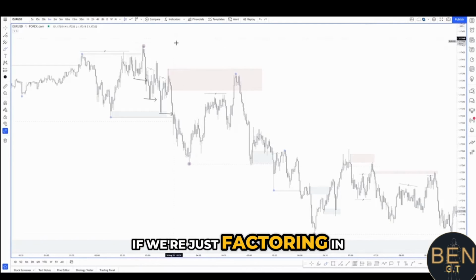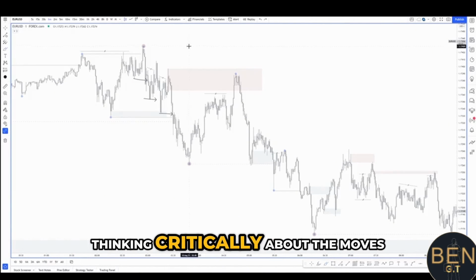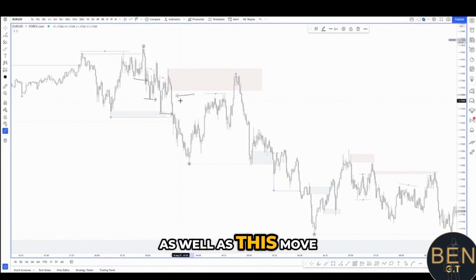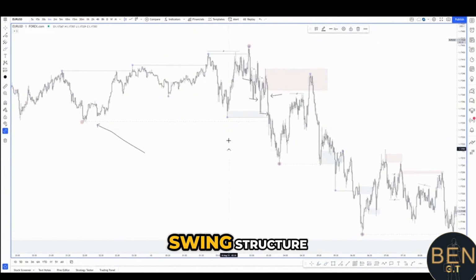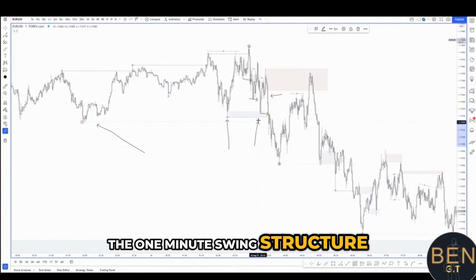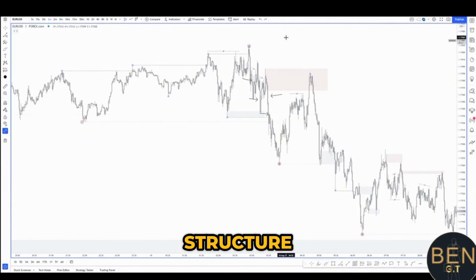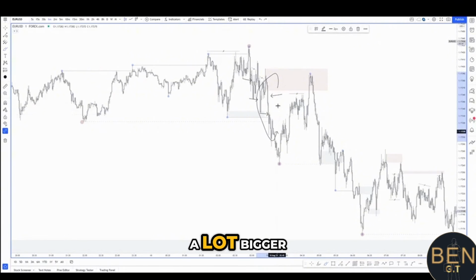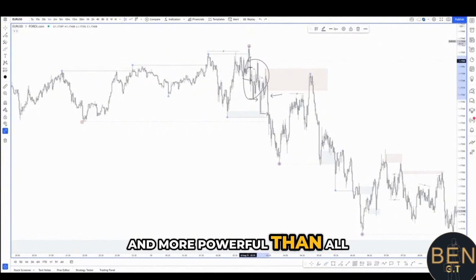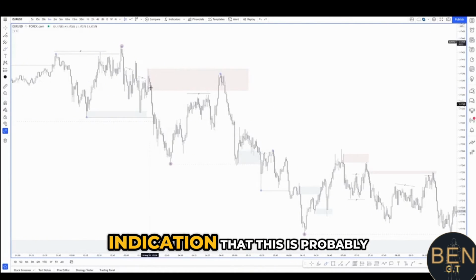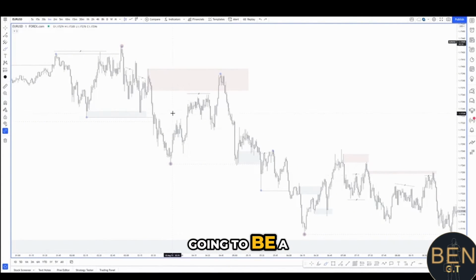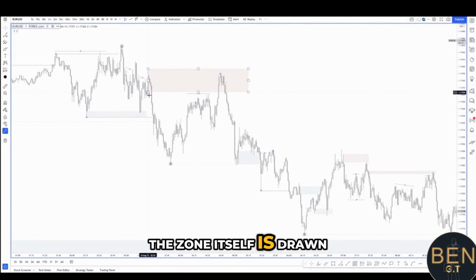And if we're just factoring in, this is where it comes to thinking critically about the moves, as well as this move that has broken all of this structure, taking out the 15-minute swing structure, the 1 minute swing structure, and some of this minor structure. We can see that that move is a lot bigger and more powerful than all of this mess in here. So it gives us a little bit better or stronger indication that this is probably going to be a respected zone. And what we can see is the zone itself is drawn using this pivot, which is this large bullish candle.